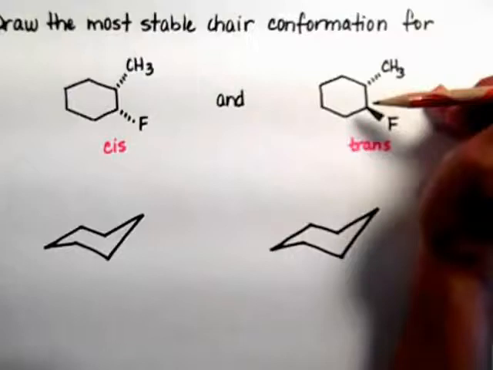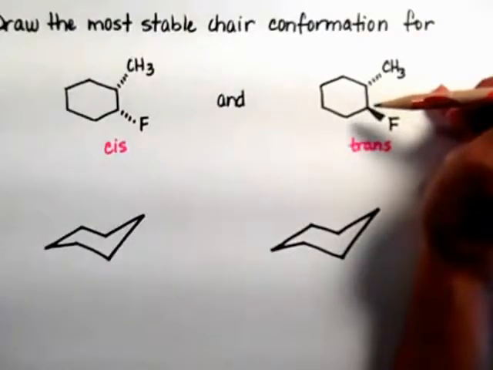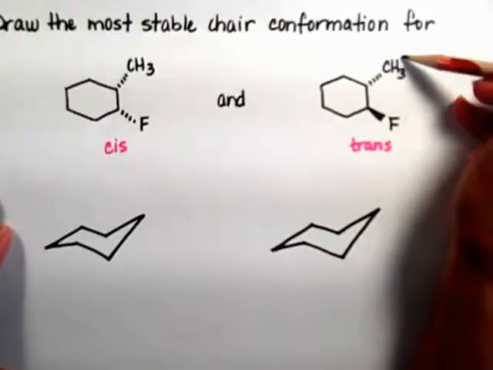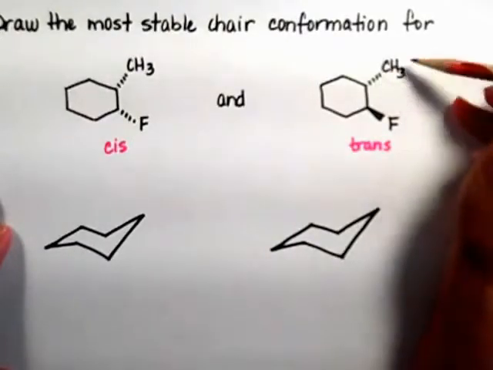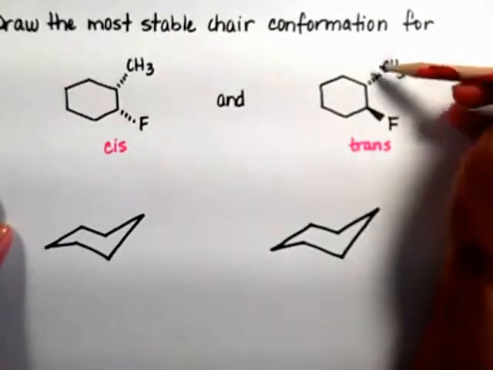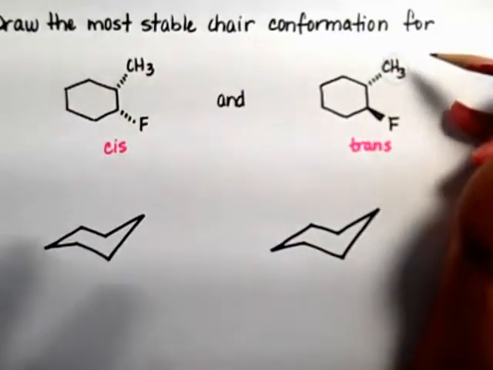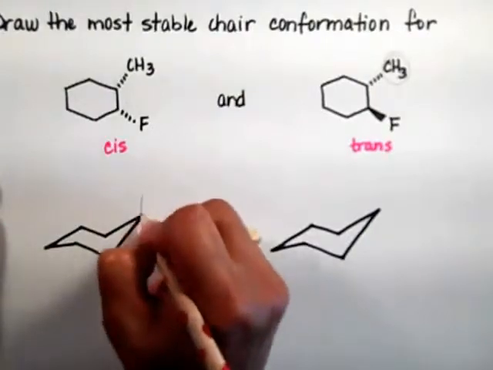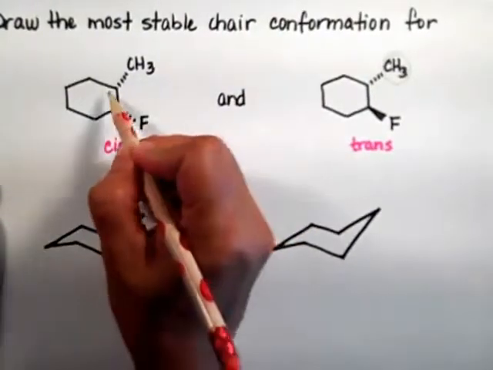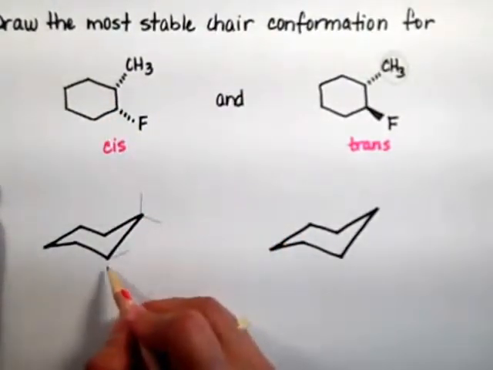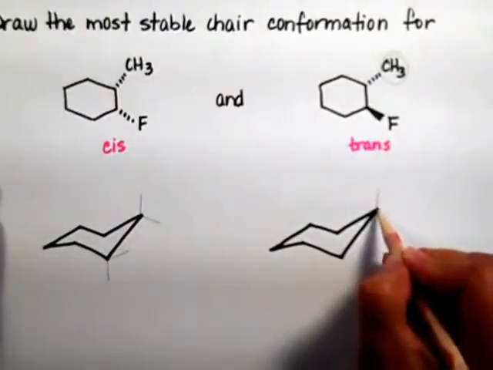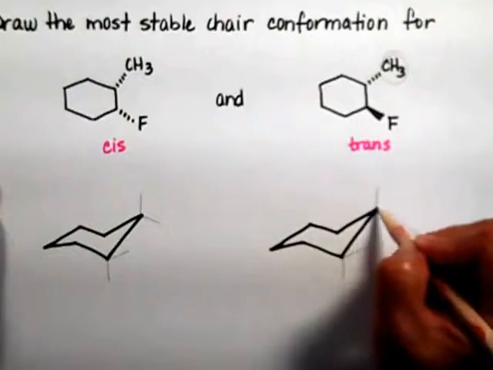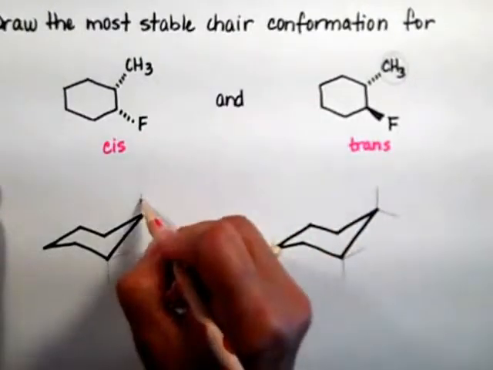the bigger substituent would be much better on an equatorial position. So between fluorine and methyl, the methyl occupies more space, is a bigger group. So I am going to put the methyl on the equatorial position on both my chairs. So I'm going to go to carbons 1 and 2. And I'm going to mark my positions in pencil.